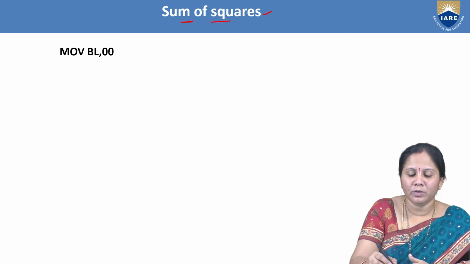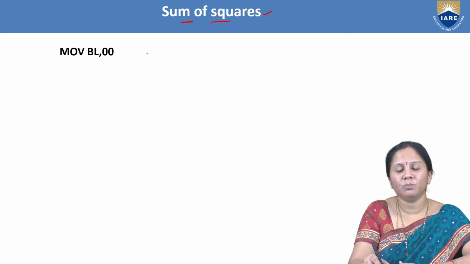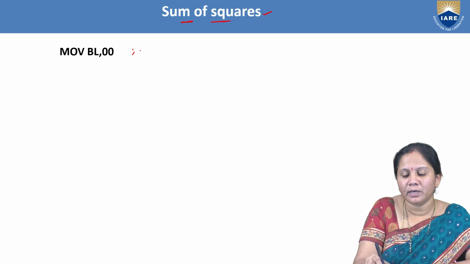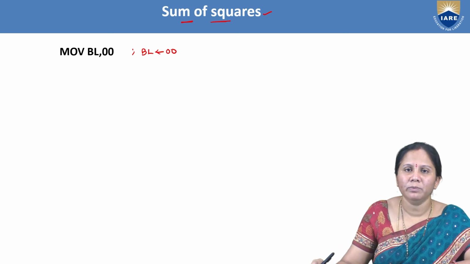And so here the first instruction is MOV BL, 00. So here the value 00 will be loaded into the BL register.